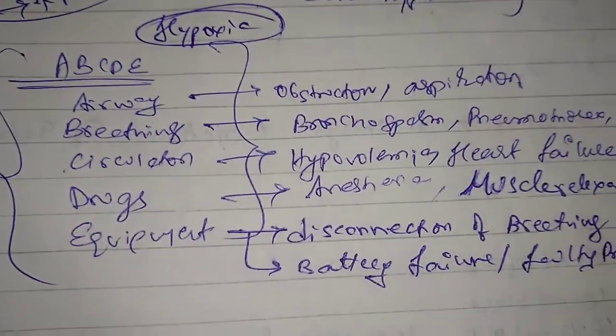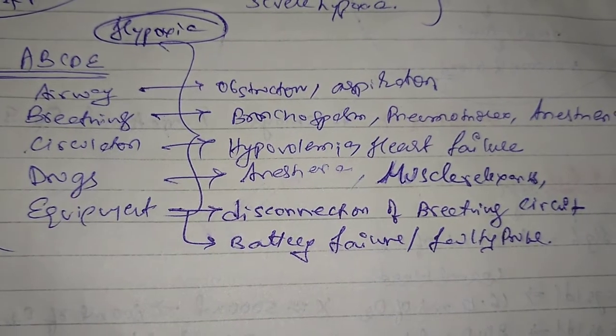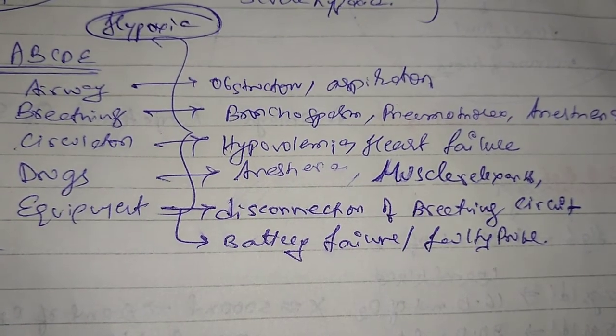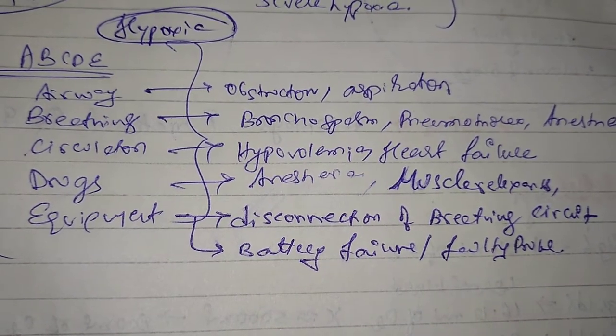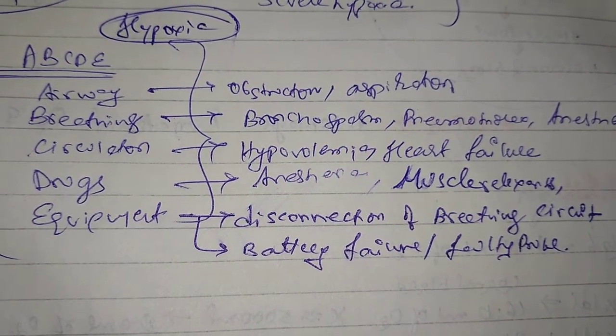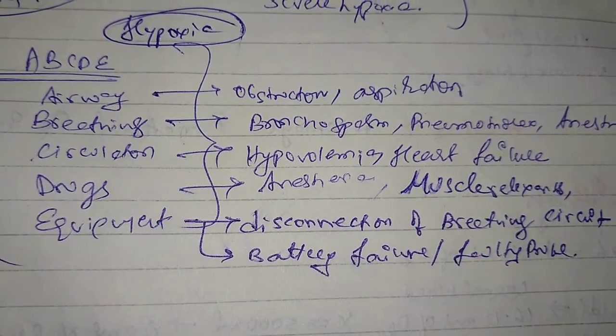So next, what to do if there is hypoxia? A, B, C, D, E: airway, breathing, circulation, drugs and equipment. If there is airway obstruction, ensure that the obstruction is cleared. We know the Heimlich maneuver, where we give abdominal thrusts and remove the obstruction. If there is aspiration, we have to remove it with the help of suctioning.